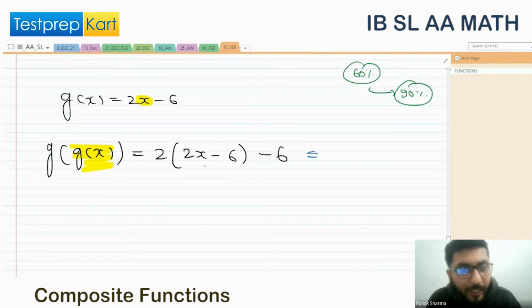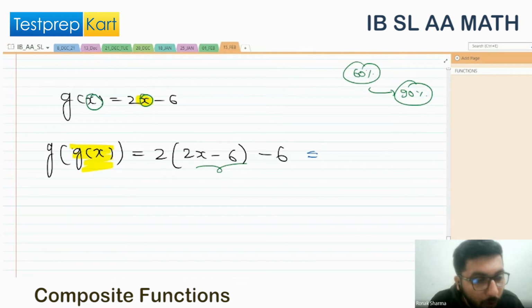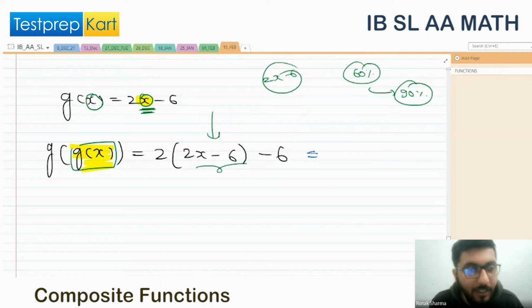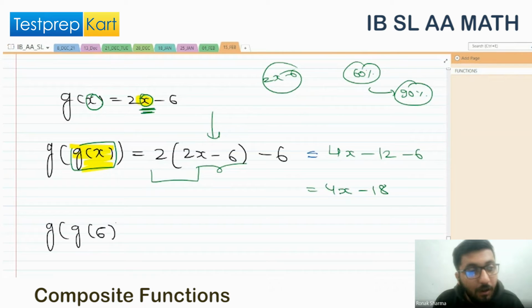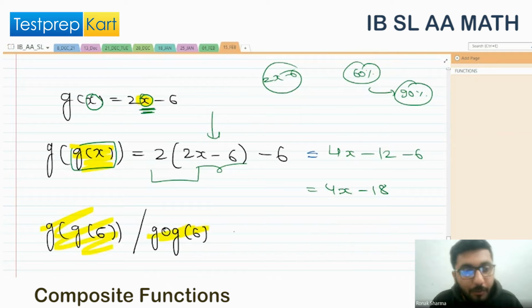So 2x minus 6, what we are doing is putting in place of x the whole g of x function. That's why in place of x I'm going to put 2x minus 6. That's what I have done here. Now simplify it. 2 times 2x is 4x, minus 2 into 6 is 12, and minus 6. So 4x minus 18 is your answer. Or they can ask you like this also, what is g of g of 6, or they can write the same thing in this manner. These are one and the same thing. So now you put 6 in place of x. So 4 times 6 minus 18.